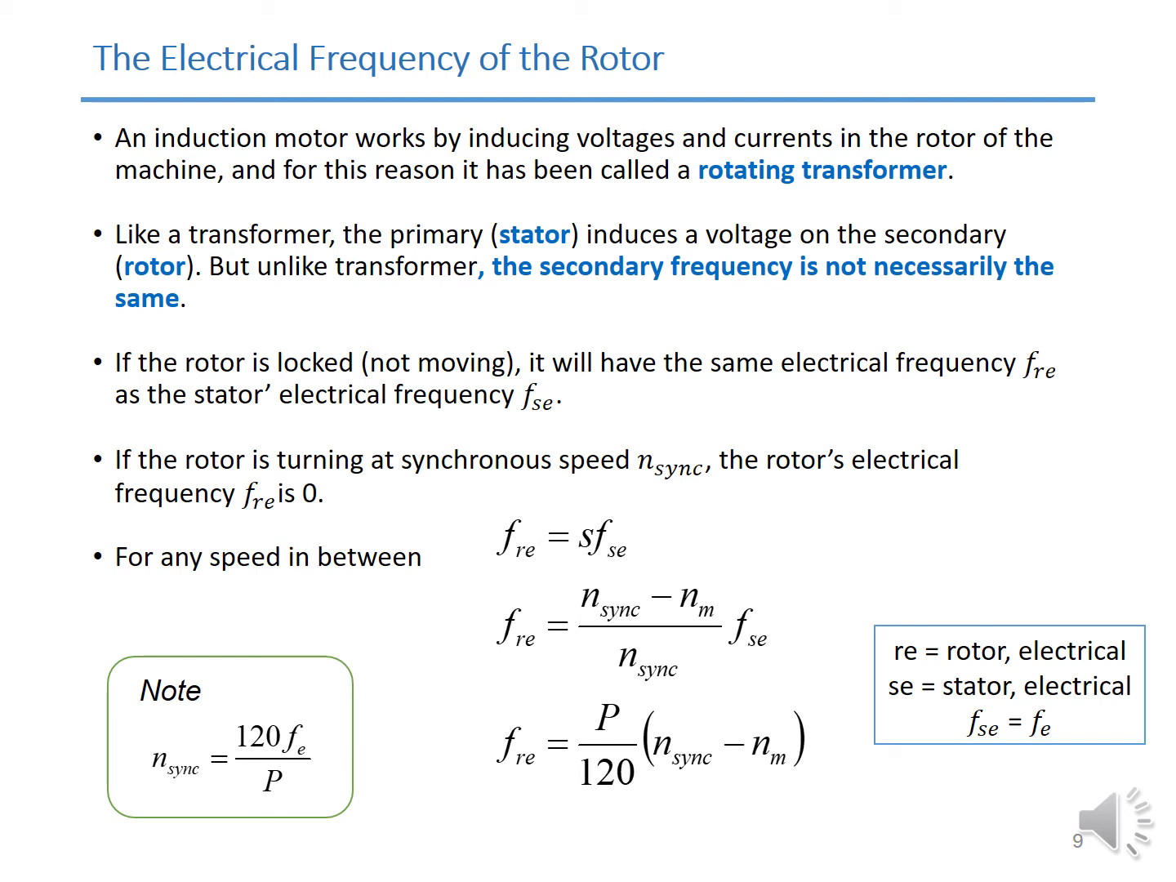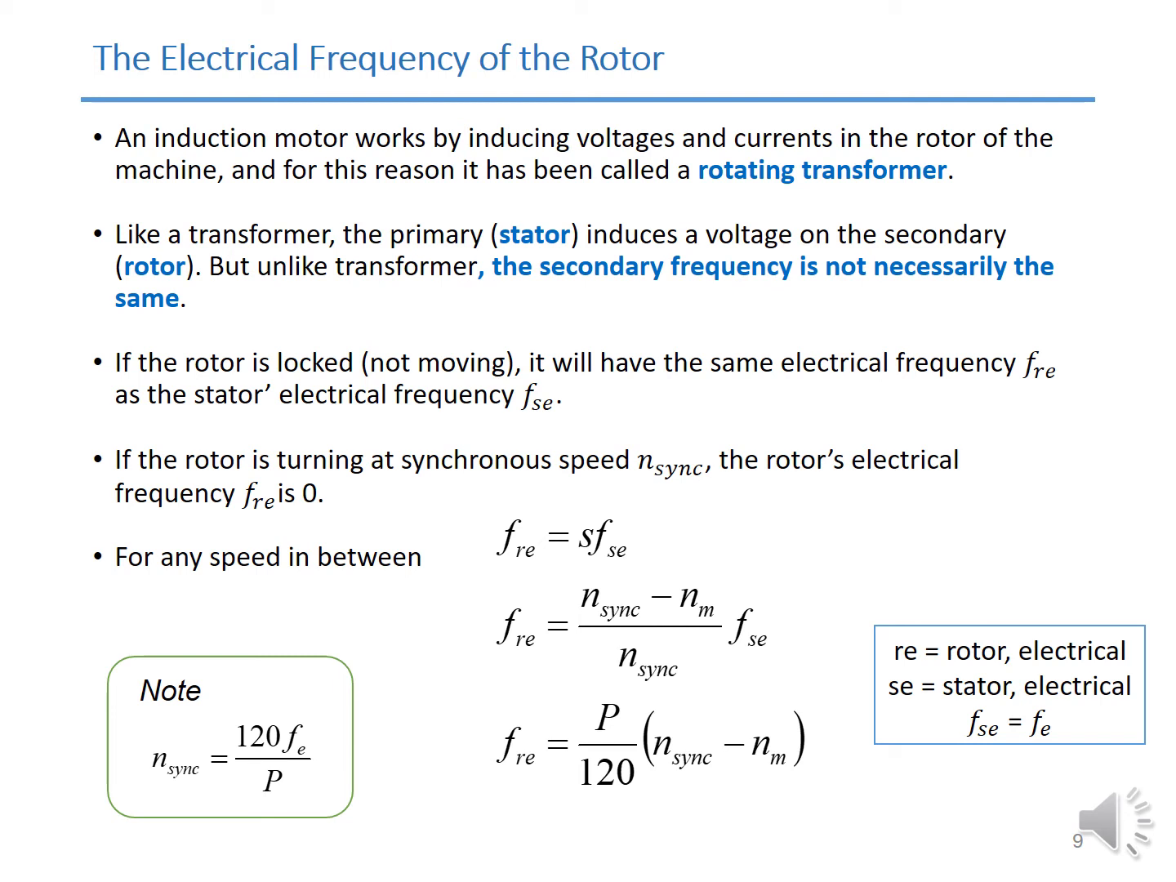However, the difference here is that we have a rotating part. The rotor is rotating, and therefore the induction motor is also called a rotating transformer. Another difference is that, unlike a transformer, the secondary frequency is not necessarily the same as the primary frequency, the primary voltage.